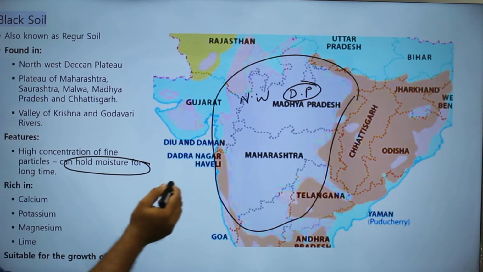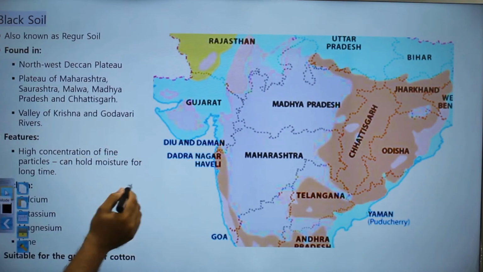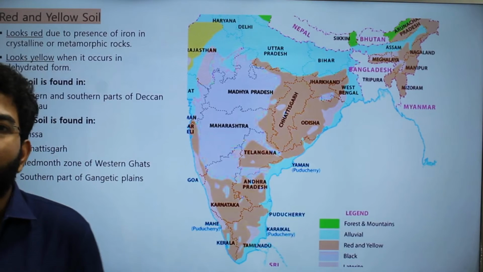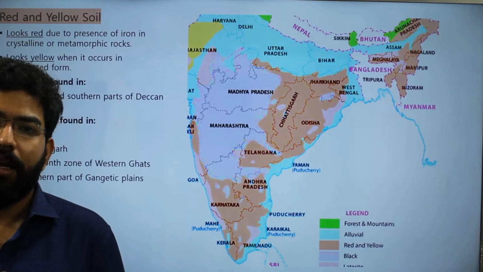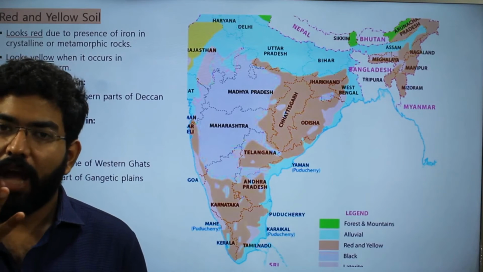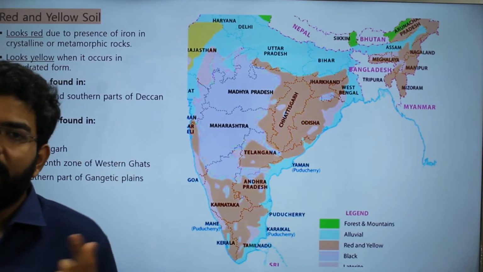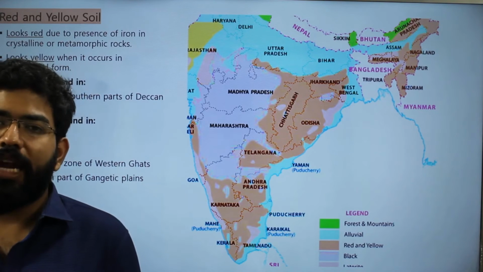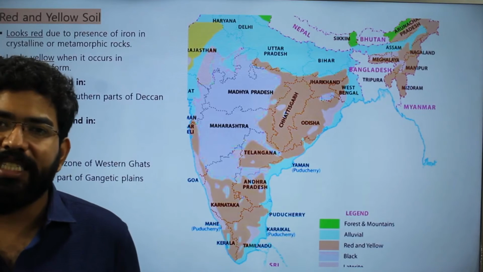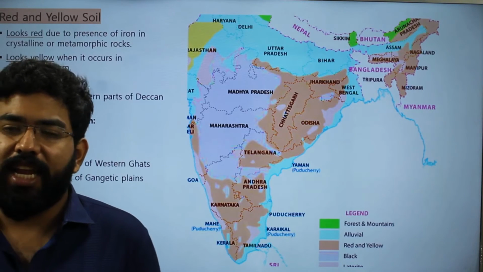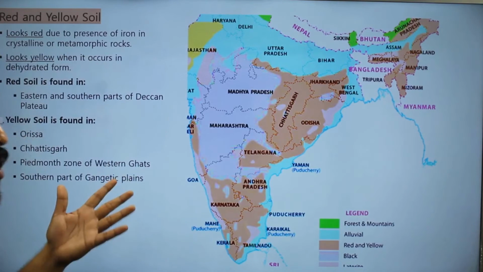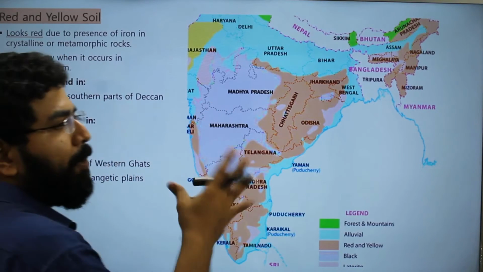Now moving on to red and yellow soil. Red soil gets its name from the color it has due to the presence of iron in it. Iron gives a reddish tint to it, so that makes it a red soil. Now, when the soil is hydrated, you get a yellowish color, and that soil is called yellow soil. You will see that these soils belong in similar regions, so there is overlapping of soils.